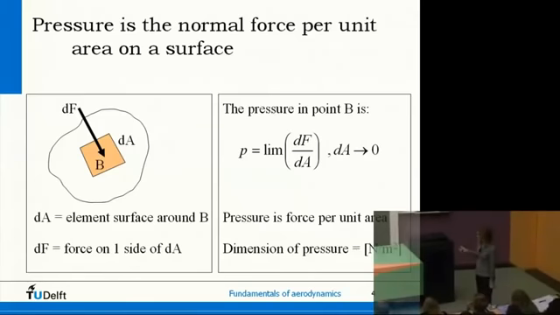Important to remember is the dimensions of pressure. So the dimensions of pressure is the dimensions of force divided by the dimensions of area, right? And we work with SI units, so that's Newton over meter squared. So this is important to remember, Newton over meter squared for pressure.